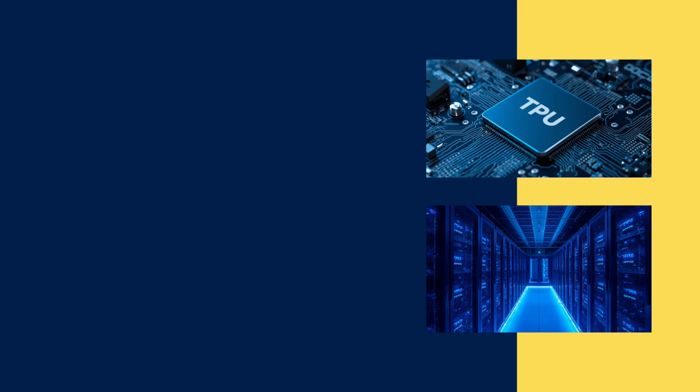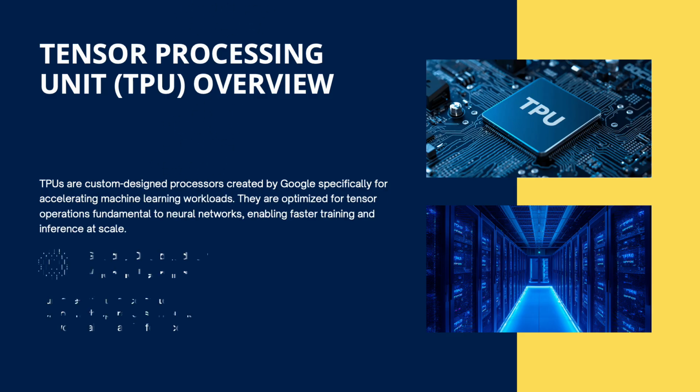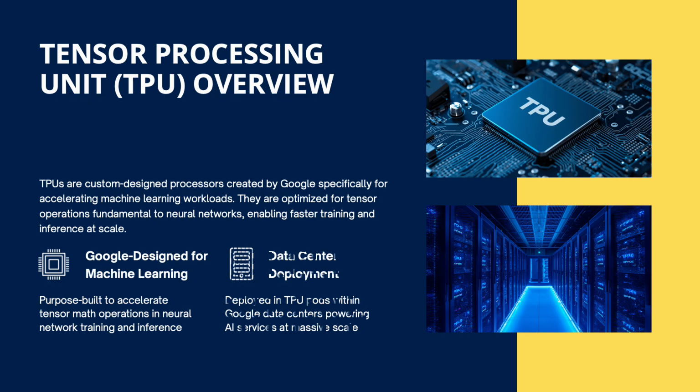Next, let's talk about the tensor processing unit or the TPUs. TPUs were custom designed processors created by Google specifically for accelerating machine learning workloads. The main objective of TPU is to accelerate tensor math operations in neural network training and inference. They are also deployed in TPU pods within Google data centers, which power AI services at a massive scale.